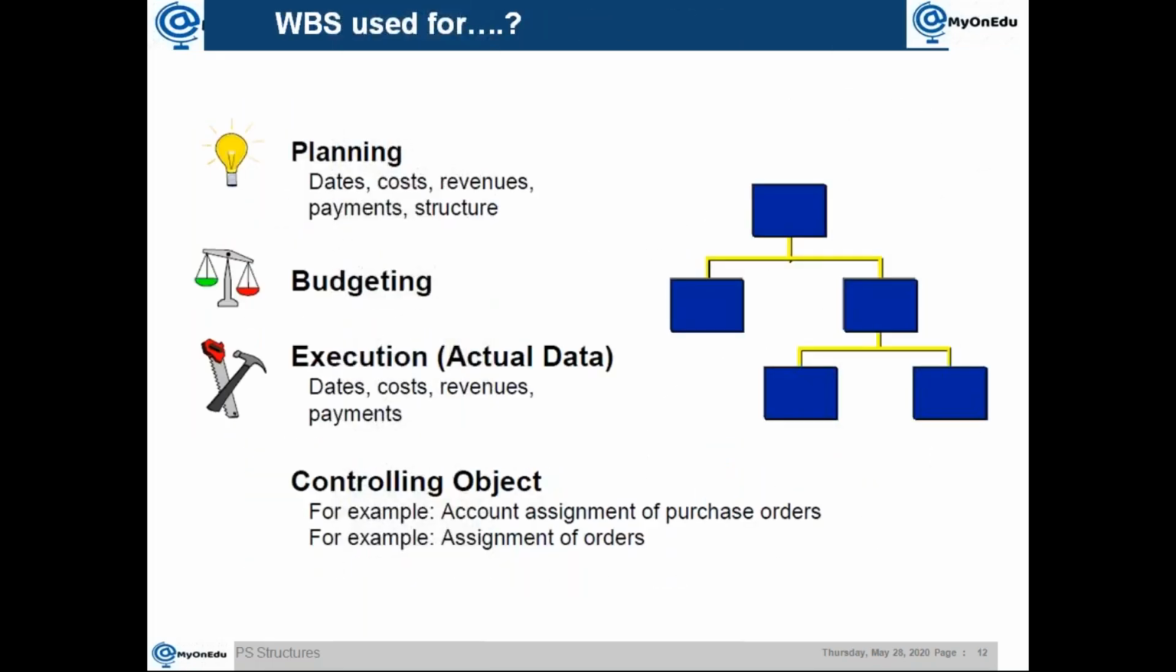Now, what we are talking about is the use of the WBS element, why we are using the WBS element. This is purely from the SAP perspective; we are not talking about the generic one. In SAP, the first use of the WBS is for planning. You can use it for overall date planning, cost planning, revenue planning, payment structure planning, and all those things. So different planning can be done.